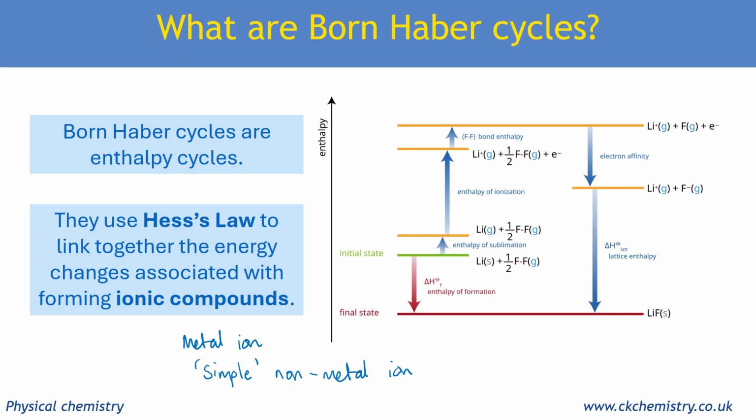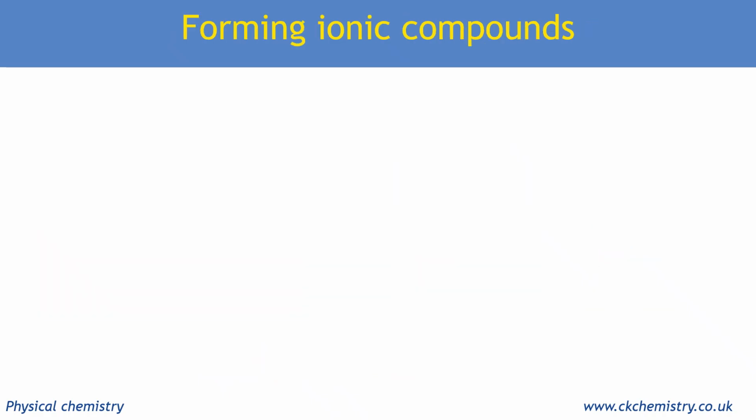They look complicated, but because they're quite predictable, we can have a method to solve them. First of all, I want to go through all the different energy changes. If you're really rusty on your energy changes, I've got a separate video on enthalpy change definitions. I've also got a separate video on Hess cycles, so check those out. They're in my physical chemistry or my calculations playlist. I can't remember which one. So, forming ionic compounds.